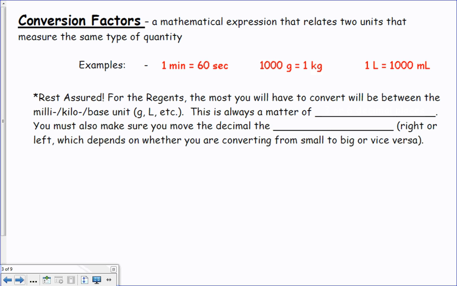So it's always just a matter of 3 or 6 decimal places. 3 going from base to milli or base to kilo. 6 decimal places, of course, if I go all the way from milli up to kilo, or from kilo all the way down to milli. But the problem is, which way do I go, right or left? So we just have to pick the right direction to move our decimal place.